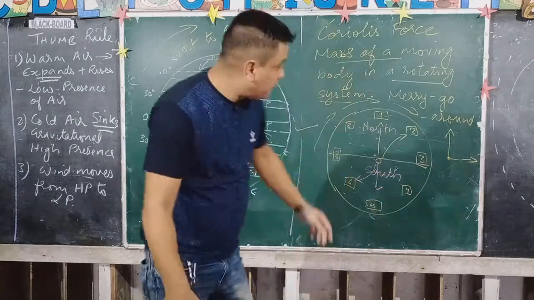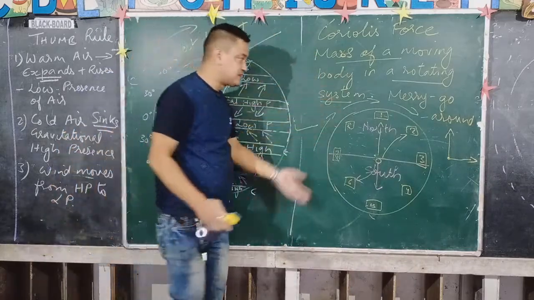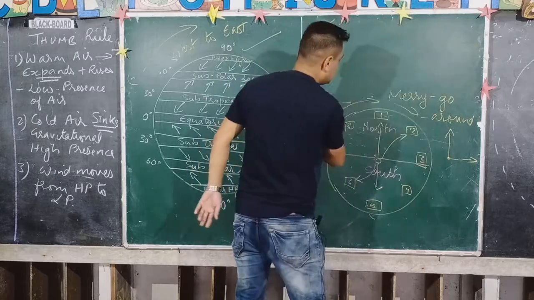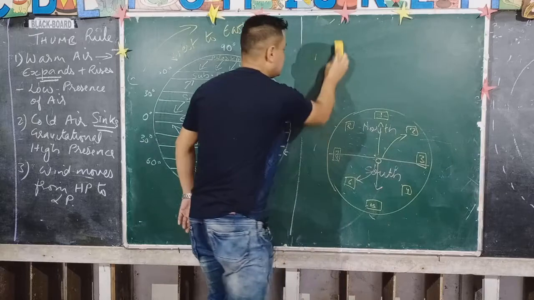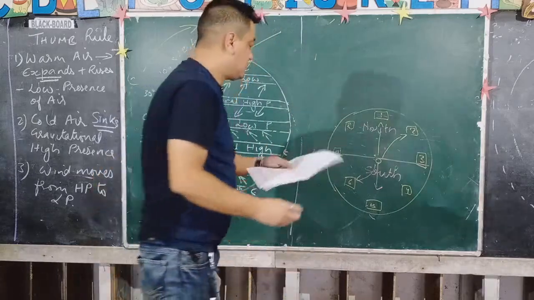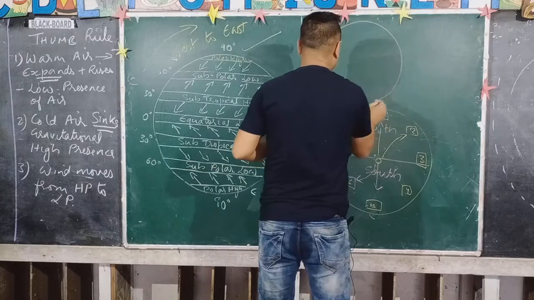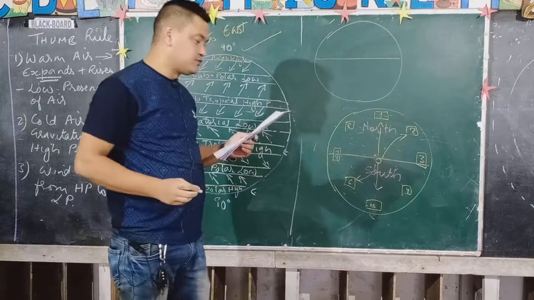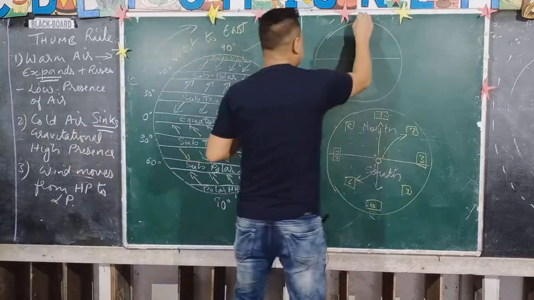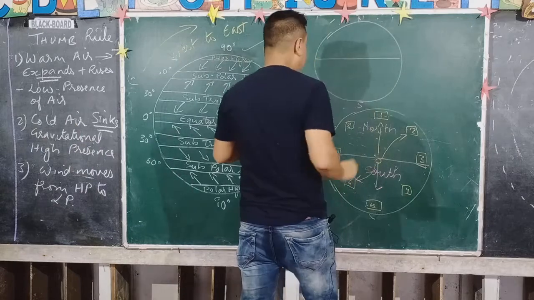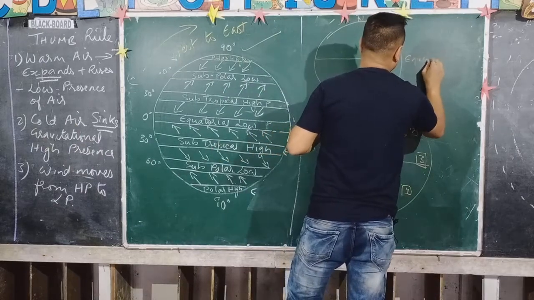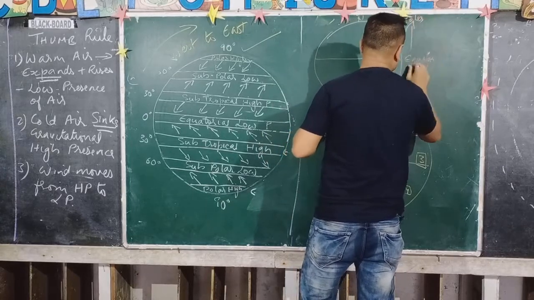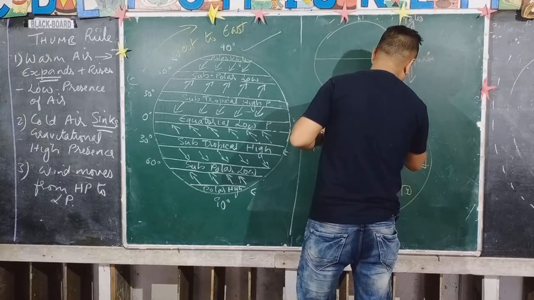So I'm going to draw another diagram to make you understand this one. Now I'm dividing this circle into 2 equal halves. This is the northern hemisphere, this is the southern hemisphere. Now this is the equator, and when we move towards the poles, this is the poles, where you have the northern hemisphere and the southern hemisphere.